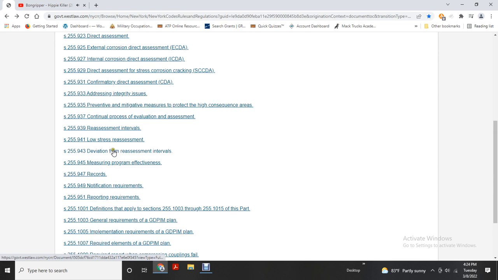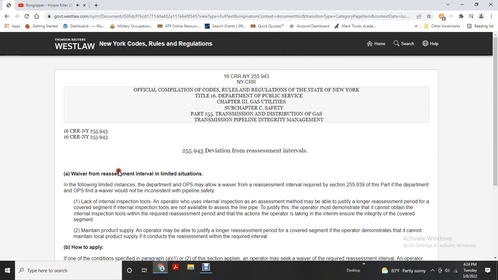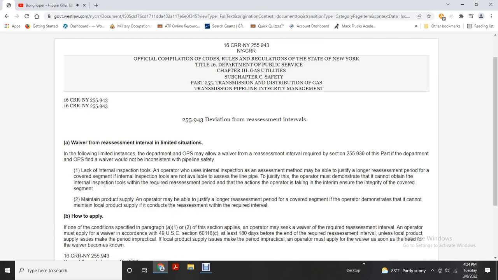Alright, deviation for reassessment intervals. Waiver of the reassessment interval in a limited situation. In the following limited situation, the Department OPS will allow the waiver of the reassessment interval required in section 255.939, with the lines of waiver not inconsistent with pipeline safety, when no internal inspection tool of the operator can be used for the internal inspection reassessment.